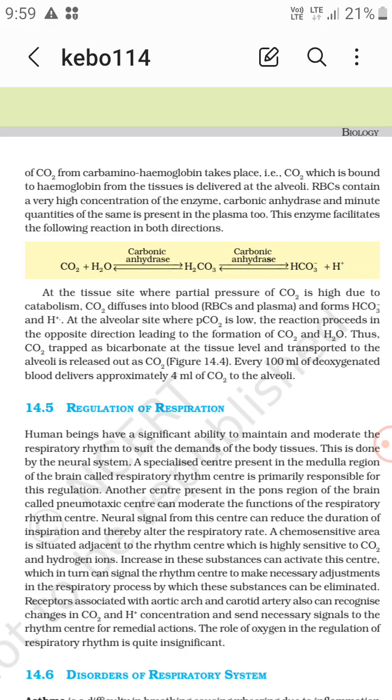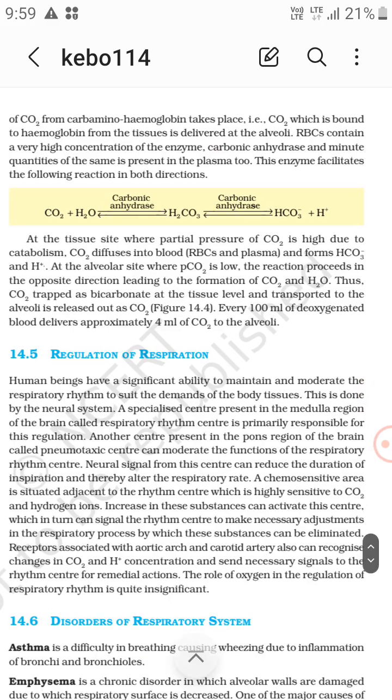Now every 100 ml of deoxygenated blood delivers approximately 4 ml of CO2 to the alveoli, just as every 100 ml of oxygenated blood delivers 5 ml of oxygen to the tissues. Very well done.